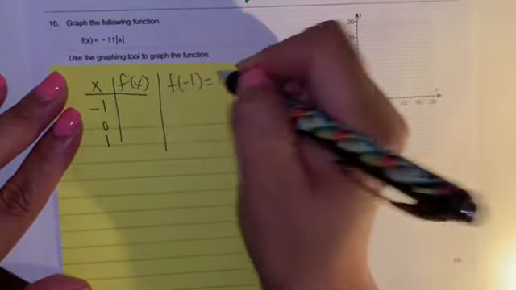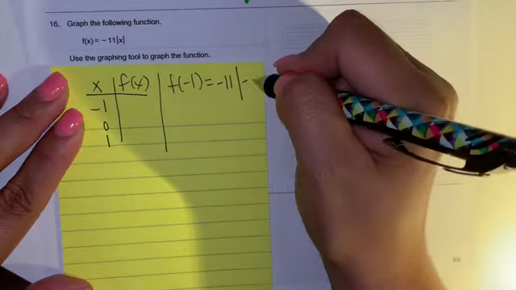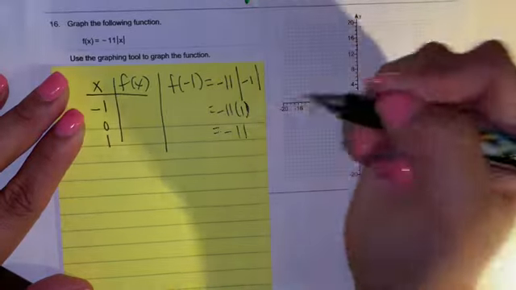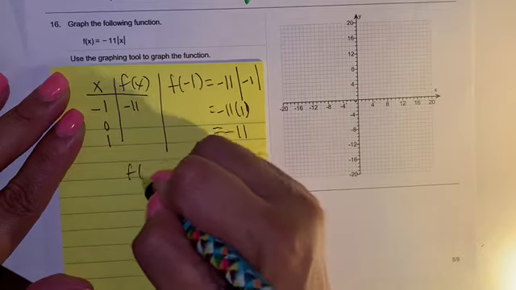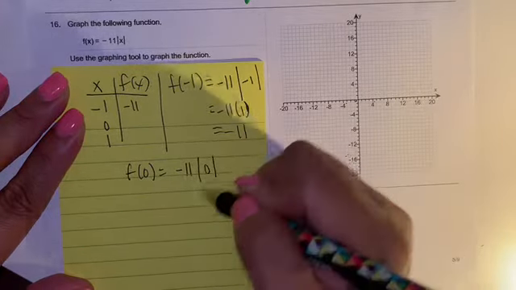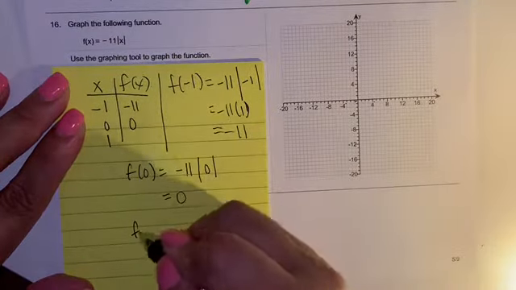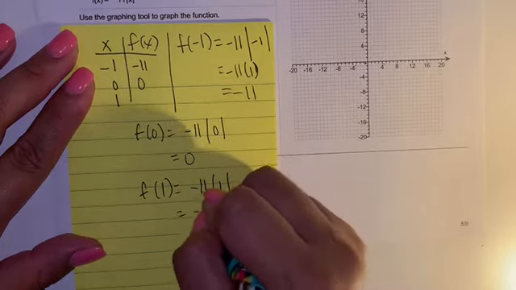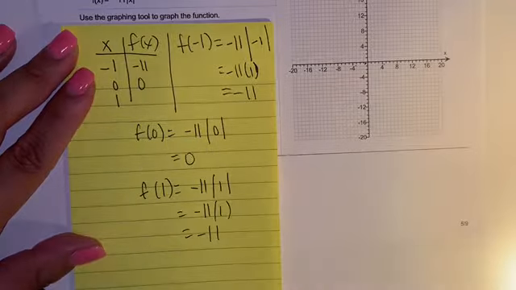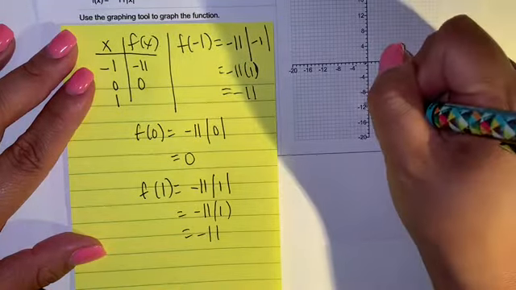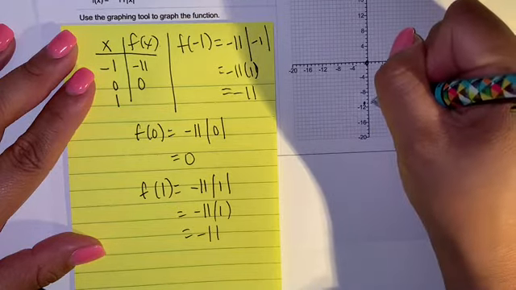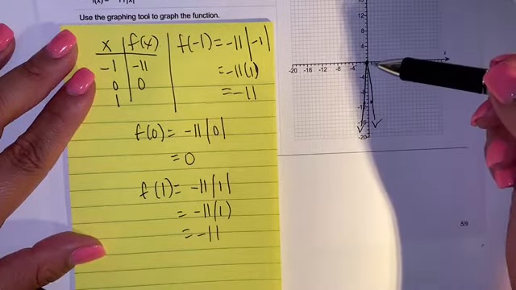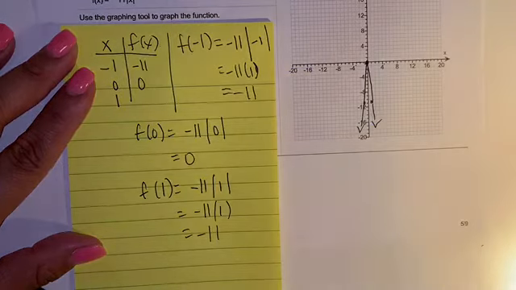So f of -1 equals -11, absolute value -1. So that equals -11 times 1 equals -11. So that's -11. F of 0 equals -11. Absolute value of 0 equals 0. And then f of 1 equals -11. Absolute value of 1 equals -11 times 1 equals -11. So let's go ahead and graph that. So I have -1, -11. I have 0, 0, and I have 1, 11. If you connect the dots, you have an absolute value that's been reflected and stretched.